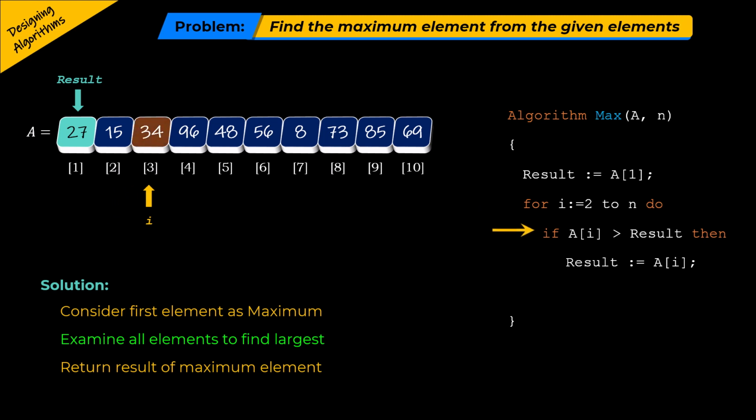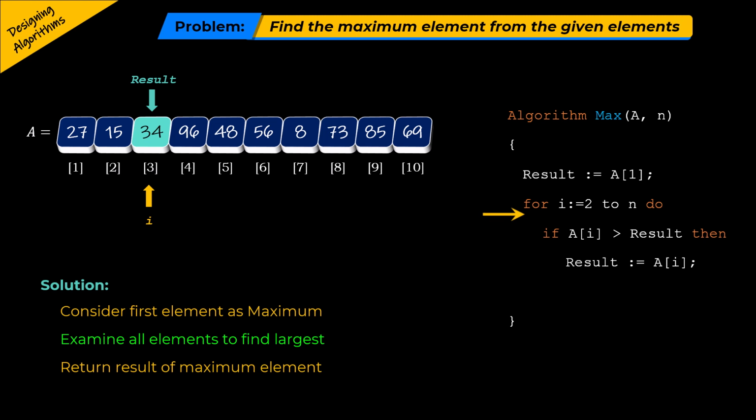Then we check if A of i is greater than result. At this point we have i as 3. So A of 3, which is the element 34, is greater than the result, which is 27. So the condition in the if statement is true. And since the condition in the if statement is true, the statement within the if statement will be executed. And A of 3 will be assigned to variable result. And result will now be storing the value 34.